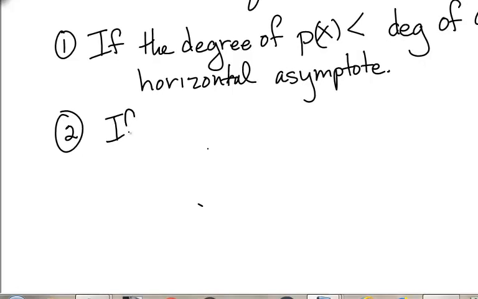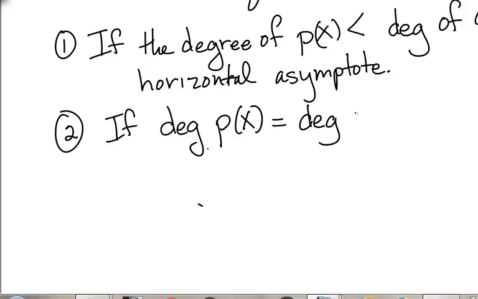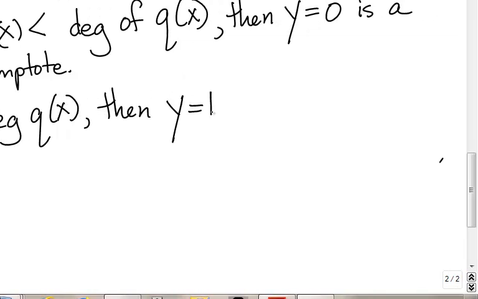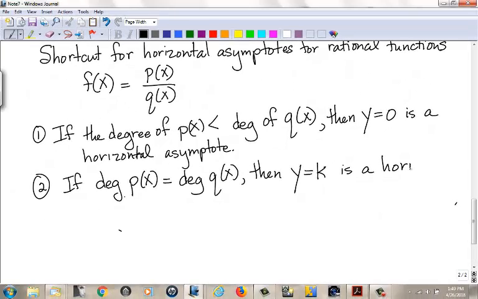Second one, and I'm going to abbreviate this a little bit, if the degree of p of x equals the degree of q of x, then y equals k is a horizontal asymptote.